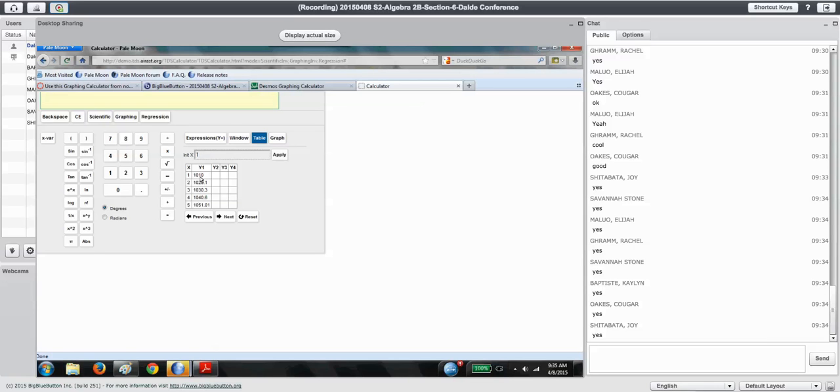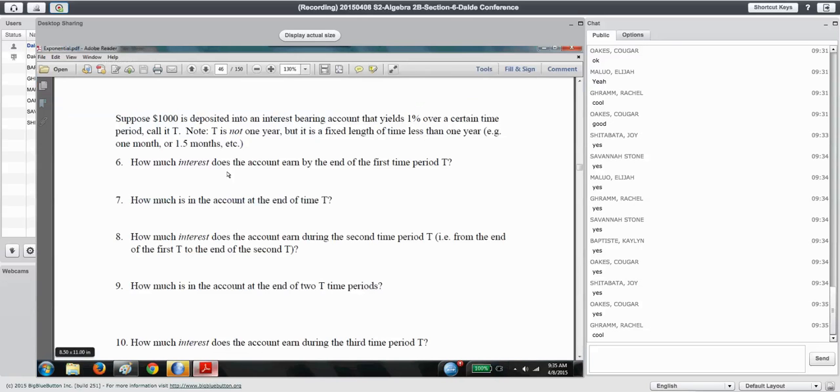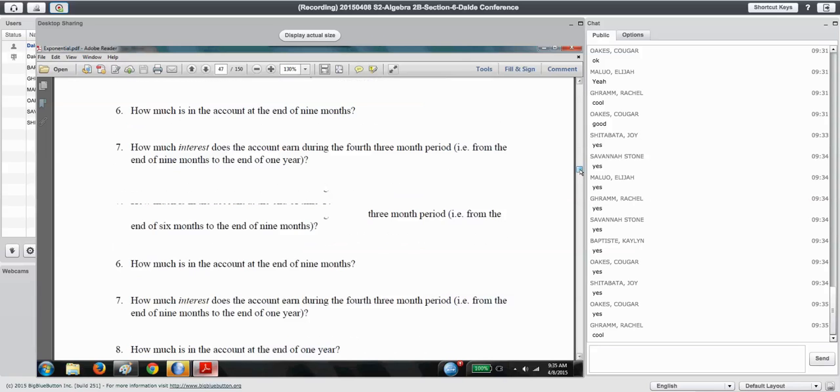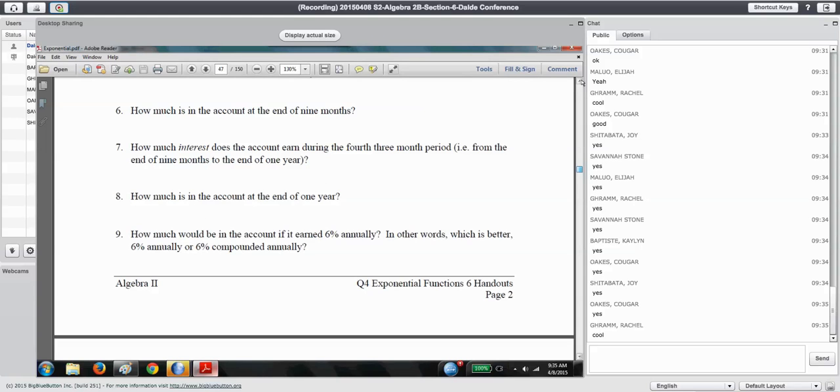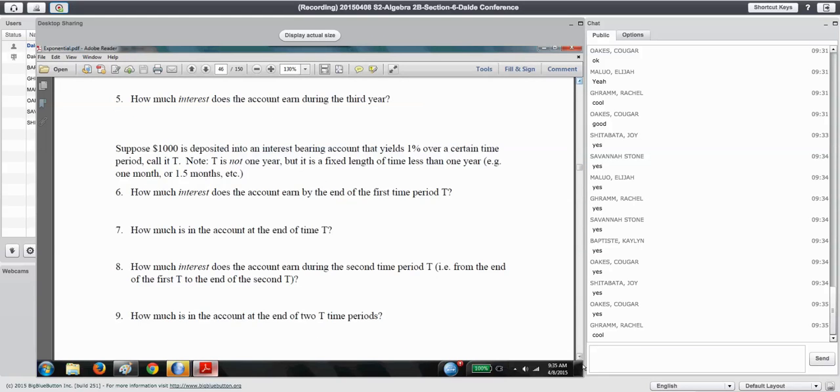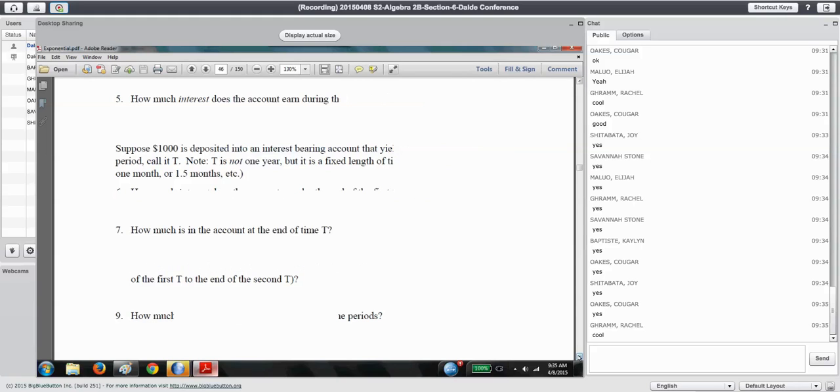After the first year, you get $1,010. After the second year, you get $1,020 and 1 cent. Then $1,030 and 3 cents. $1,040 and 6 cents. $1,051 and 1 cent. I'm sorry, this is 10 cents, 30 cents, 60 cents. This is 1 cent. Are we cool with that? So I answered actually questions 4, 5, and 6 already, right off the bat. In fact, 6, 7, 8, 9, 10.